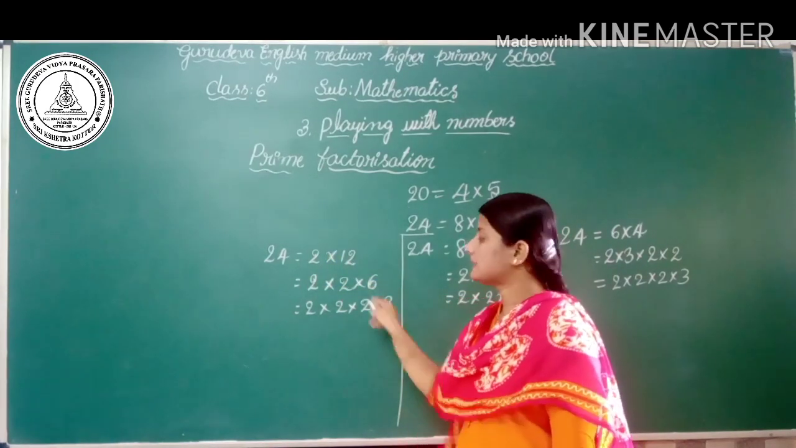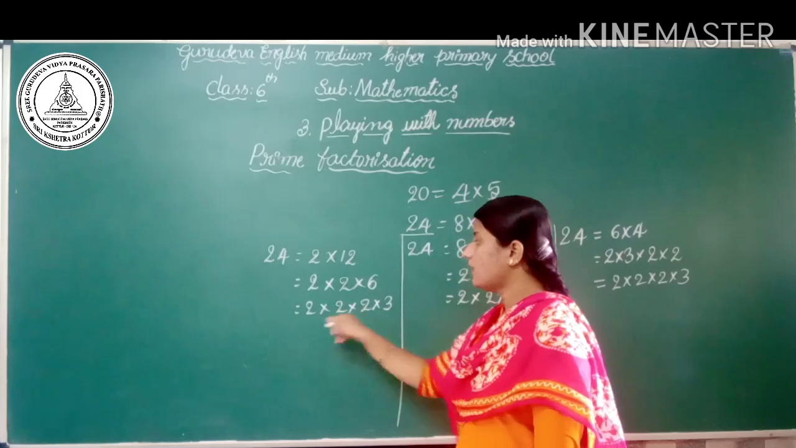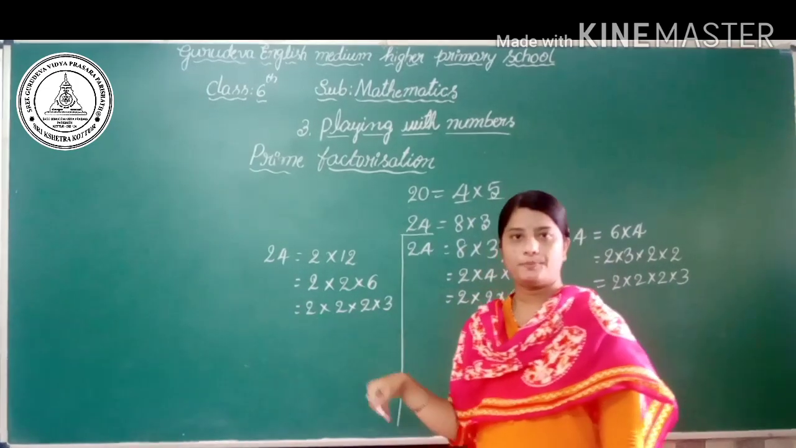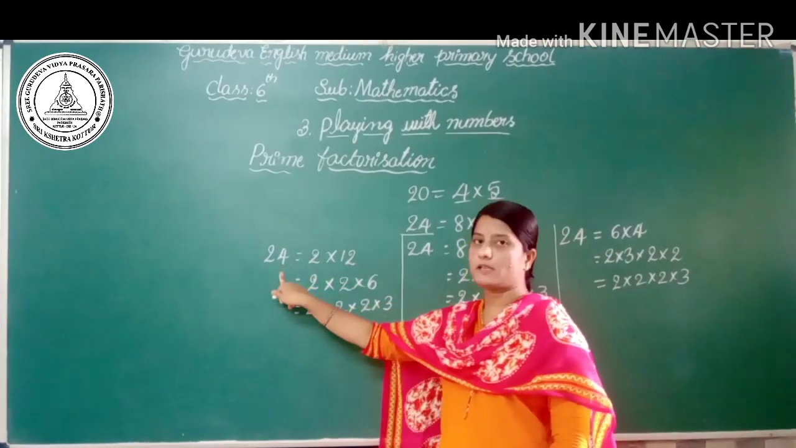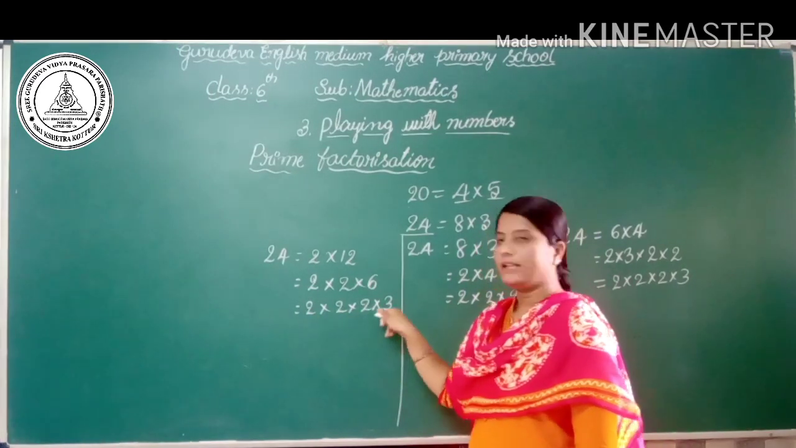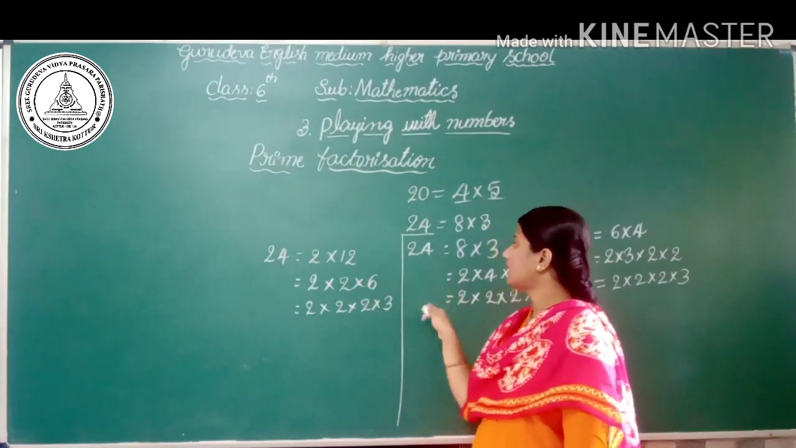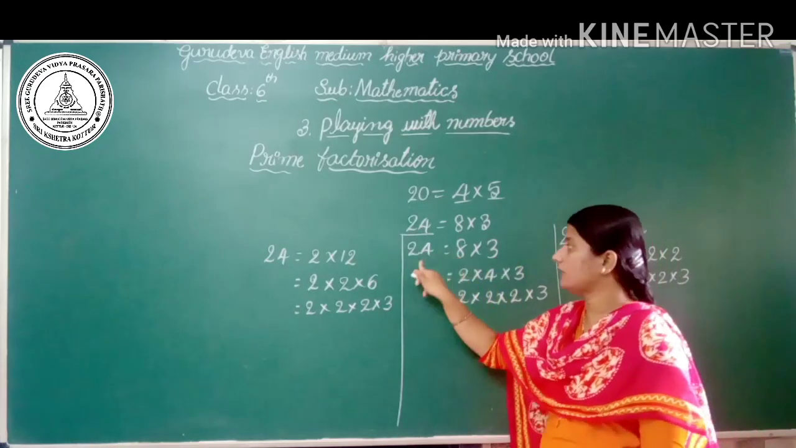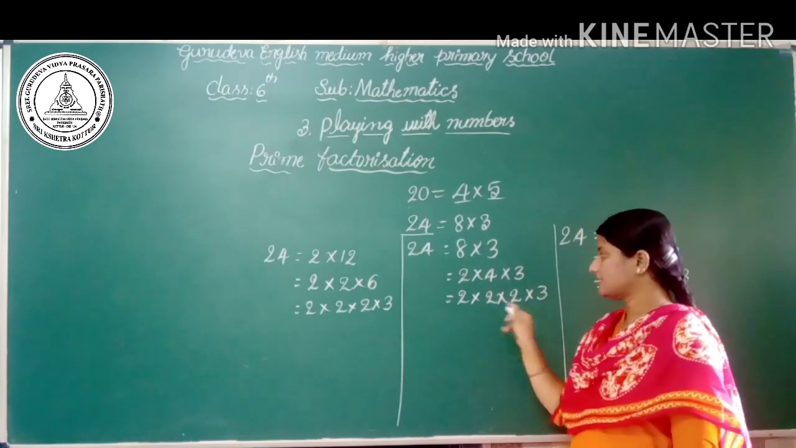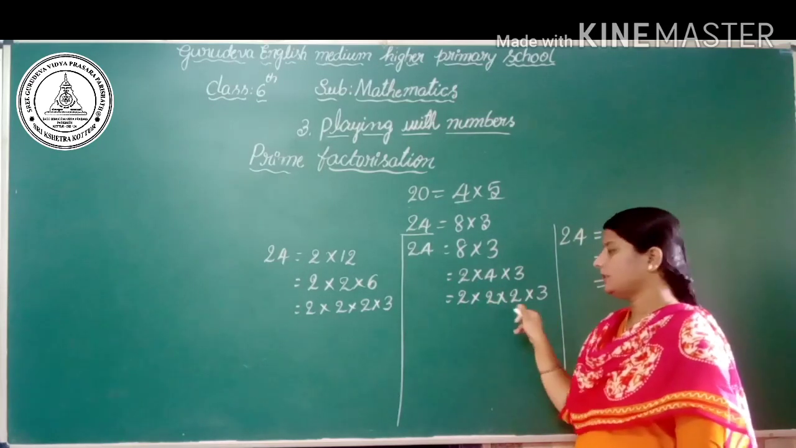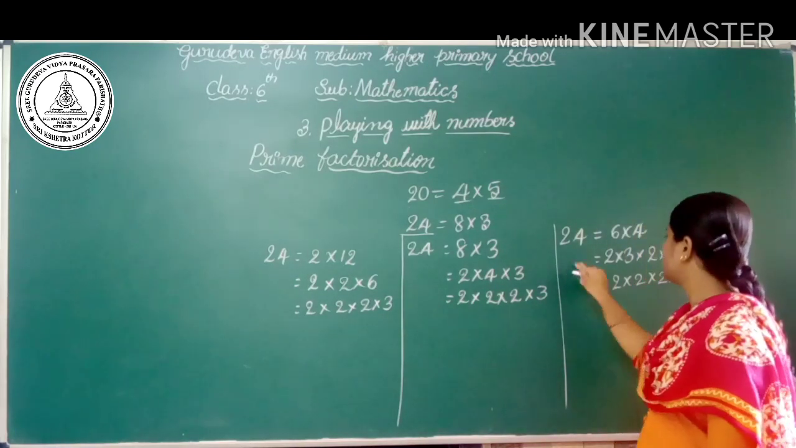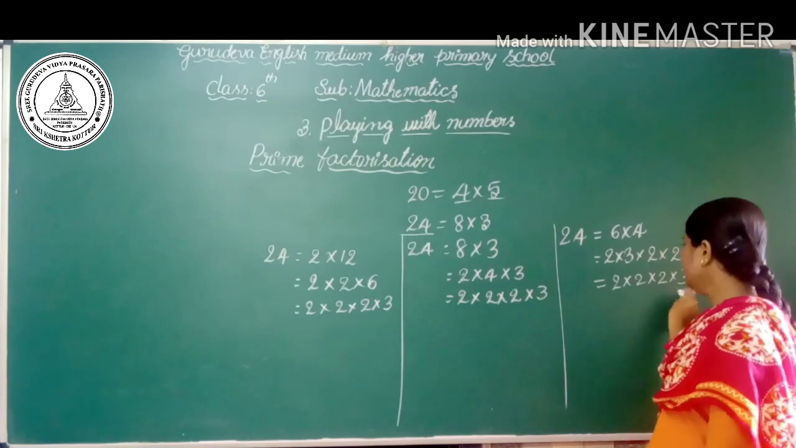24 can be expressed as a product of prime numbers. Here 2 is a prime number and 3 is also a prime number. So 24 is expressed as a product of its prime numbers, that is 2 into 2 into 2 into 3. Here also we have taken different factors of 24, and we express 24 in prime factors, that is 2 and 3: 2 into 2 into 2 into 3. And here also we have expressed 24 as the prime factors 2 and 3.